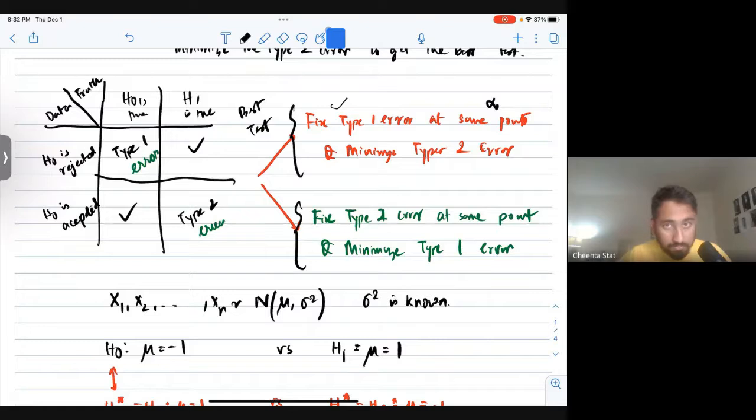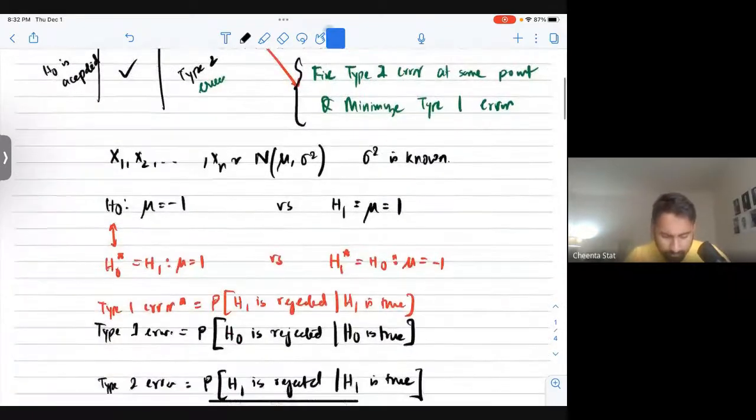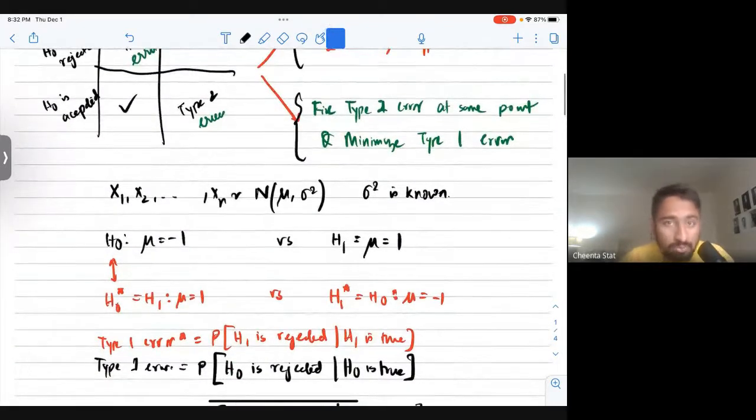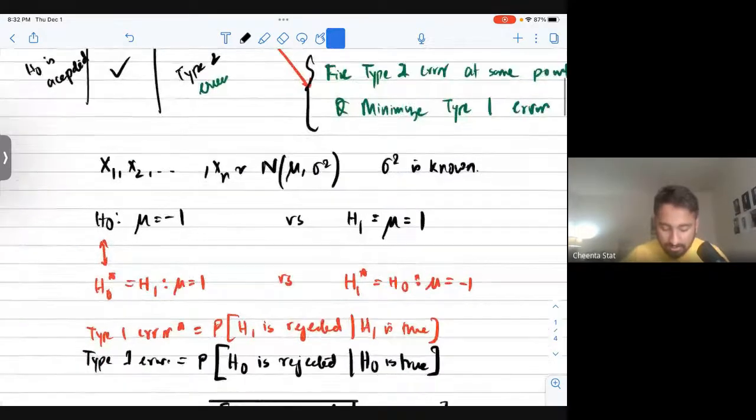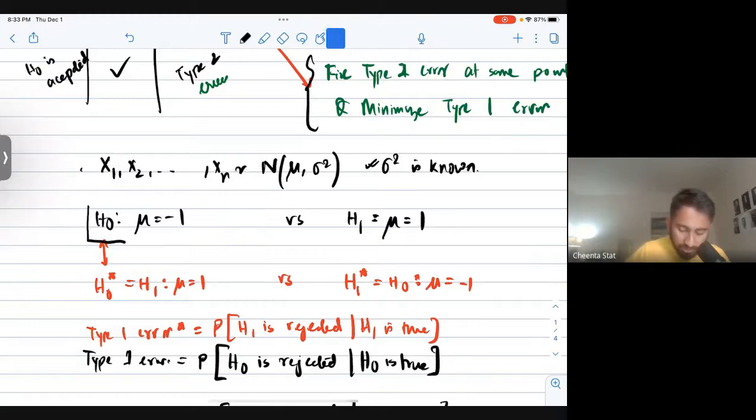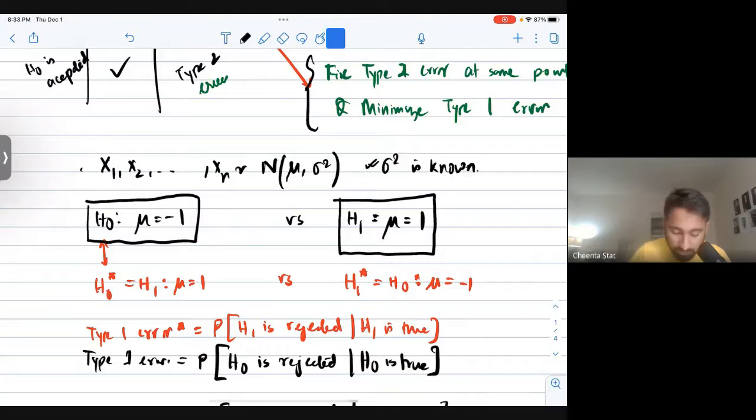So now let's see what happens if we try to do that. Let's take the easiest scenario where x1, x2, ..., xn is a sample from normal mu comma sigma square, with sigma square known, and we test the null hypothesis h naught where mu is equal to minus 1 versus h1 where mu is equal to 1. We're testing whether mu is equal to minus 1 versus mu is equal to 1.